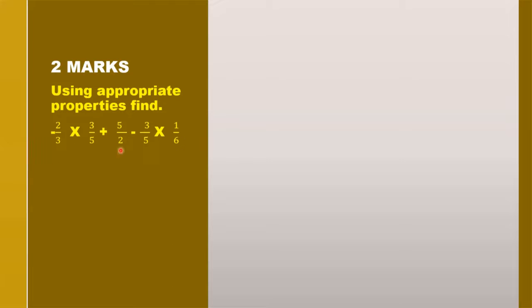Here you can see a cluster of rational numbers along with their operations. And now we are going to find its value using appropriate properties. Here you can see 3 by 5 is in a repetitive mode. It is here 2 times. So we are going to shift this 3 by 5 in the front and 5 by 2 will be shifted in the last. This is called using associative property.